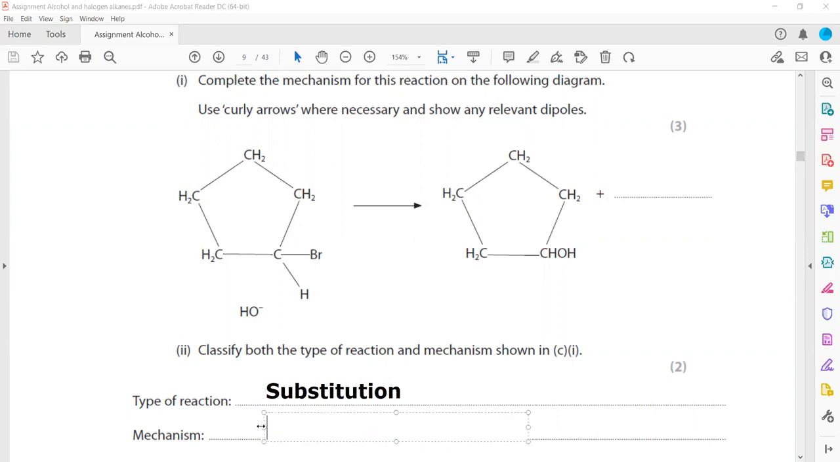And the mechanism is nucleophilic. Then we have to draw an arrow. Bond breaking and bond forming will take place. The bond to bromine will break. The nucleophile will attack the partial positive carbon, and as a result, the bromide ion will be removed. So this was about some questions related to alcohols and halogenoalkanes.